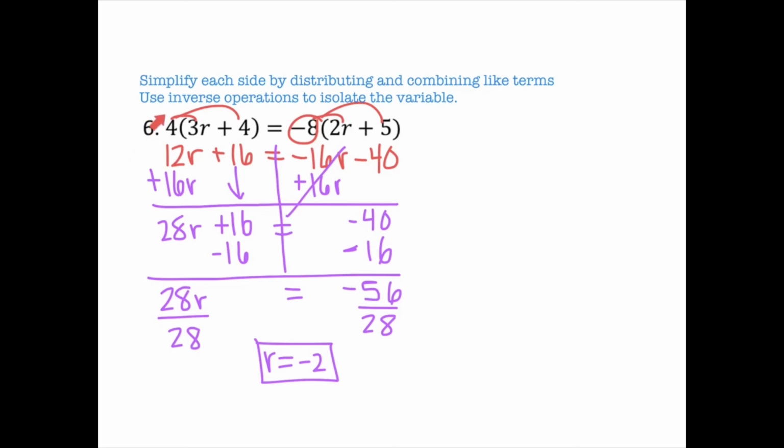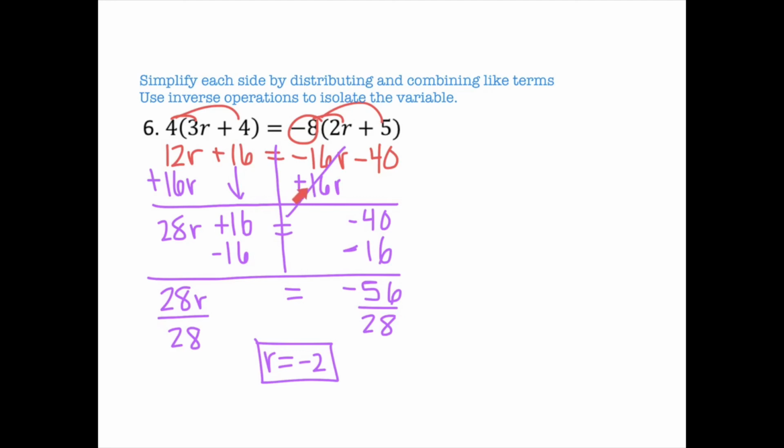So after I did my work in red, all of my purple work is now the solving. Notice again that when I did add the 16R to both sides, I lined up my R's to make sure that we understand that we're just doing this with the like terms. Subtracted 16 from both sides, and then I was able to divide by 28.